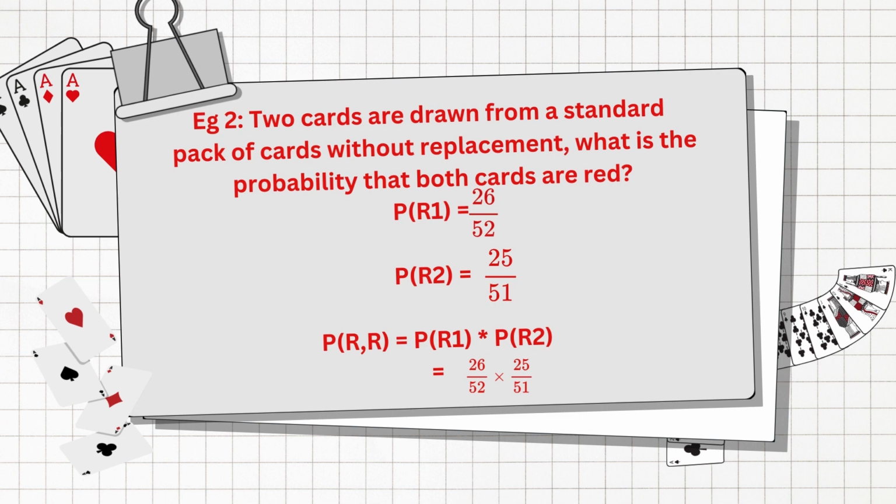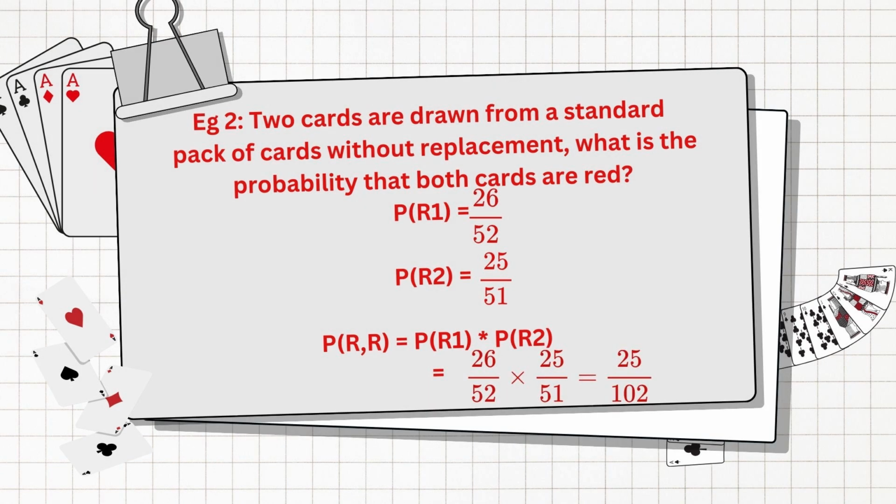on the first event. Now, what is the probability of drawing two red cards? I've gotten the probability of drawing the first red card, and I've also gotten the probability of drawing the second red card. So the probability of drawing two red cards will be 26 over 52 times 25 over 51.